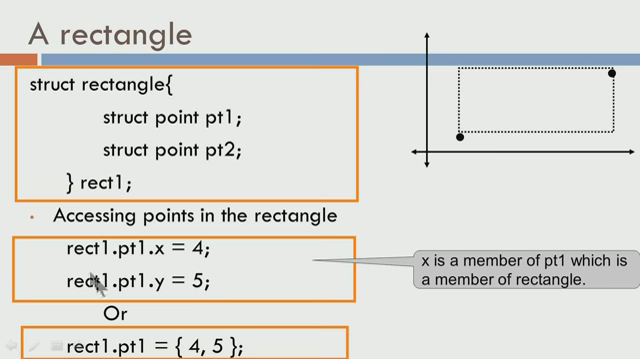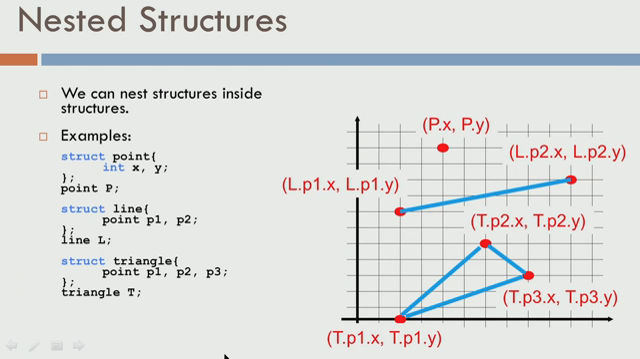So this sets up the rectangle to have the left bottom point as 4, 5. You could also do this, rect1.pt1 is 4, 5, we already saw this example, only that we have a nested structure case. So rect1.pt1, the x member takes the value 4 and the y member takes the value 5. This notion of nested structures is really useful to construct a lot of things.